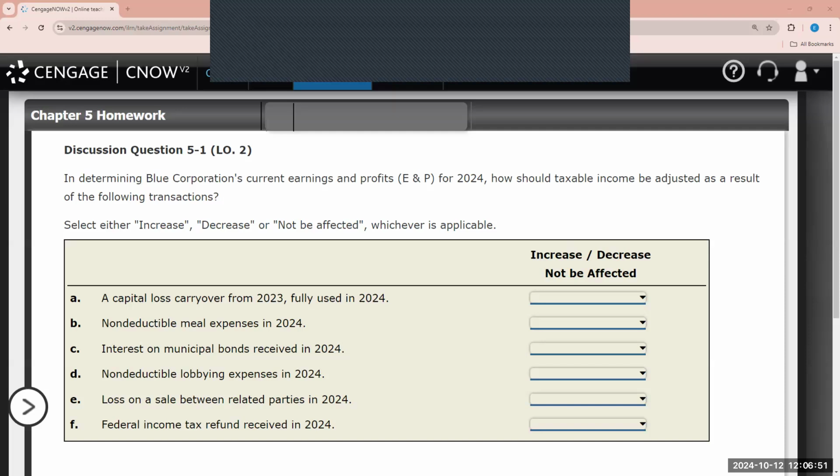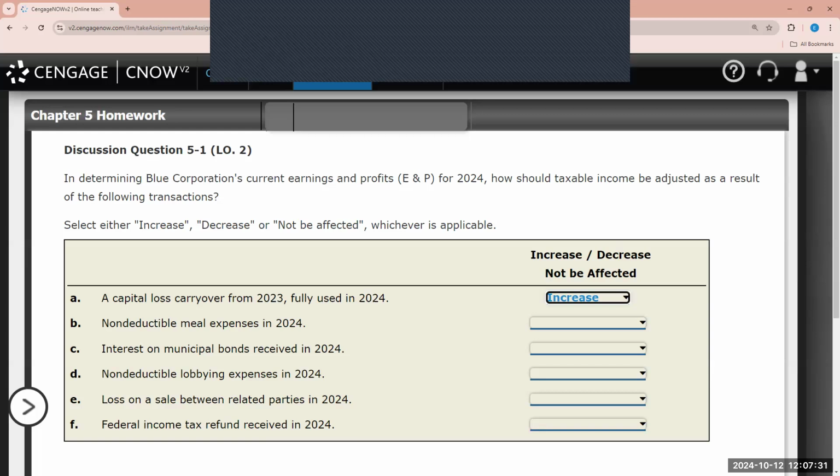For tax purposes and financial purposes, there are some differences, some nuances. There's certain income that is reported for accounting purposes but not recorded for tax purposes, and vice versa, the same with deductions. So here we have an example. In A, a capital loss carryover from 2023 is fully used in 2024. In such case, this would increase the earnings and profits. A capital loss carryover in a succeeding taxable year is an increase to taxable income because the loss reduced the earnings and profits in the prior year, 2023.